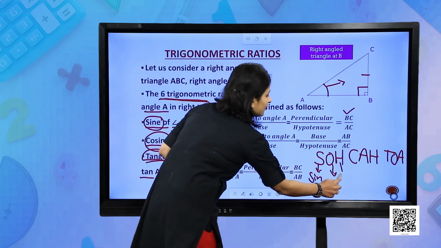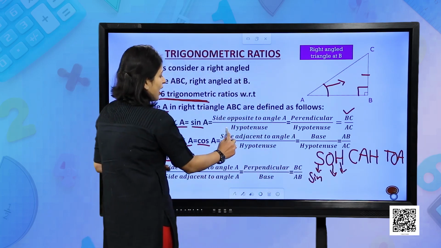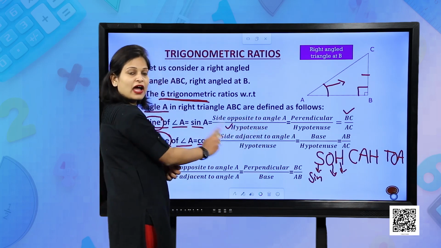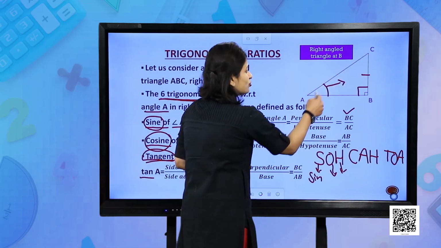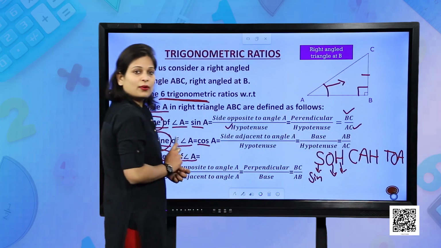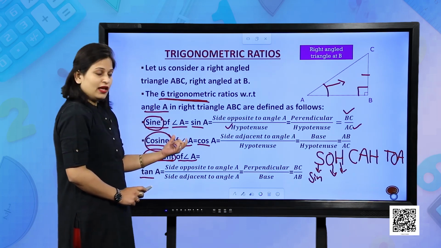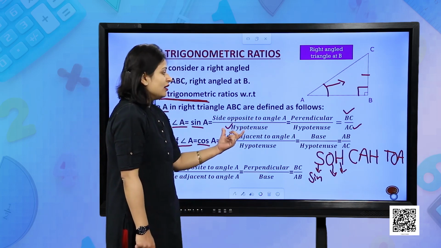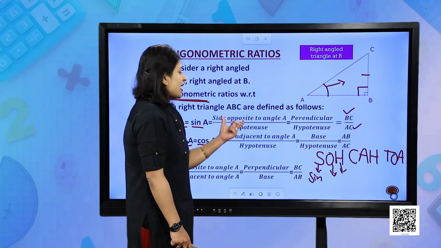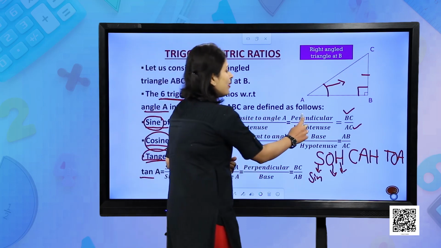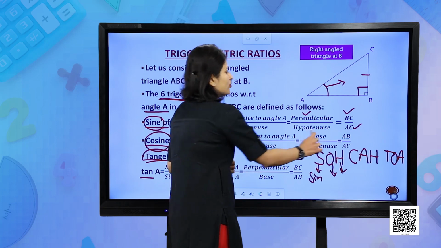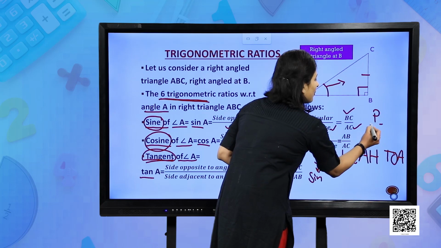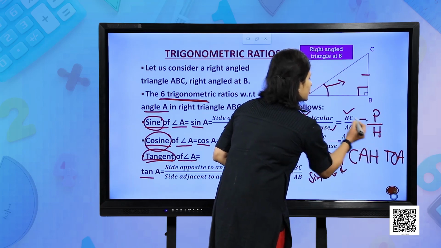Now, H stands for hypotenuse. So, side opposite to angle A divided by hypotenuse. What is the hypotenuse over here? AC. Okay. So, sine A is side opposite to angle A divided by hypotenuse. Side opposite to angle A is also called perpendicular, and hypotenuse is hypotenuse only. So, you can say it is also equal to perpendicular upon hypotenuse.